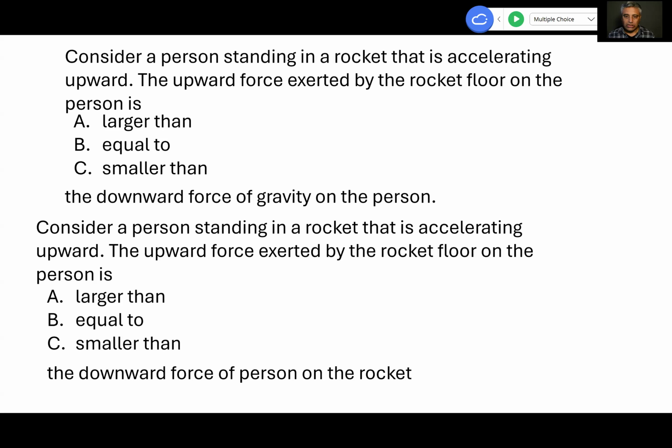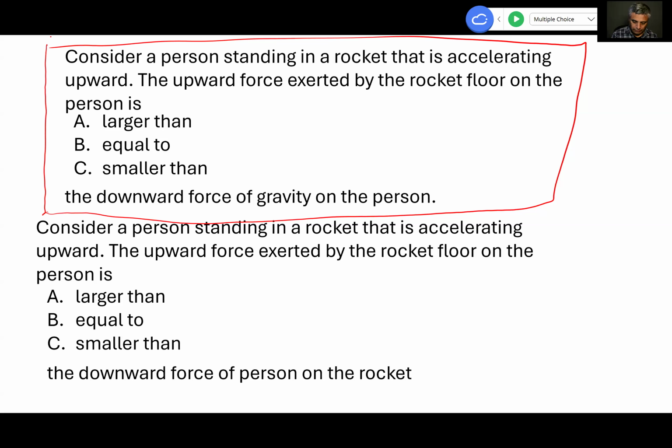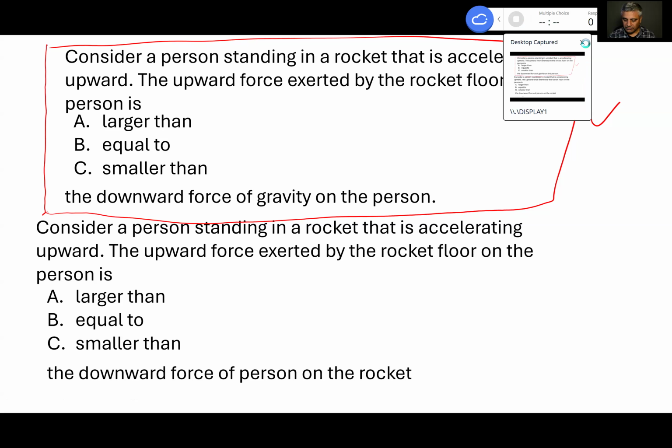Hey folks, welcome back. Since these two questions are related, I am basically bringing them together. But first, let's work on this one here. And you have 1 minute and 30 seconds to answer this question.